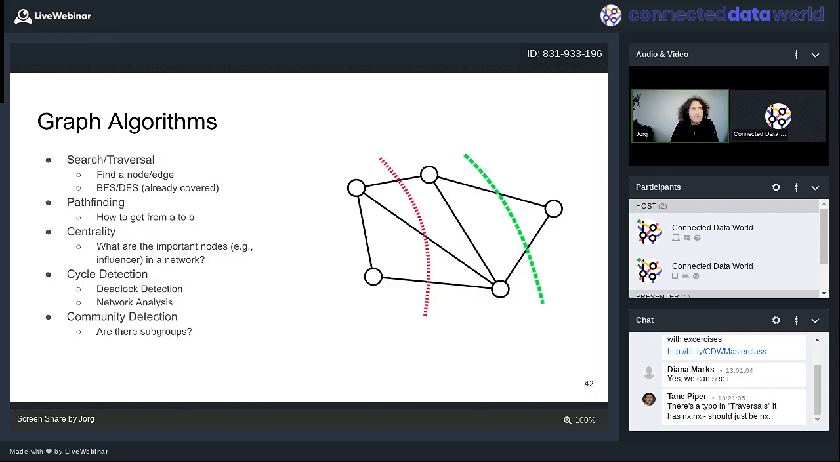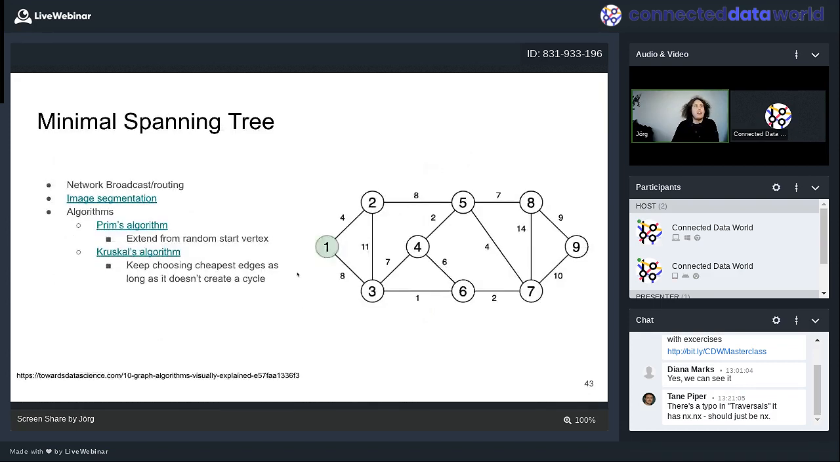Cycle detection, we also briefly touched upon that already. In a database system, I try to identify cycles between different transactions depending on each other for deadlock detection, but also in more general network analysis. We might be curious about whether there are cycles within our network or whether, for example, we really have a DAG, a directed acyclic graph. Then we also have community detection, where we try to identify separate communities within the larger graph. So do we have any concrete subgraphs out there?